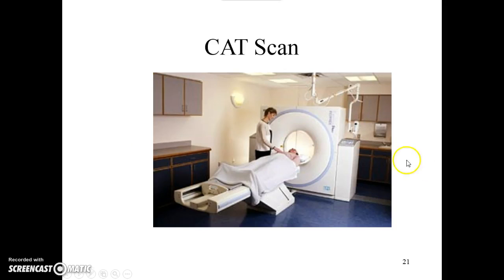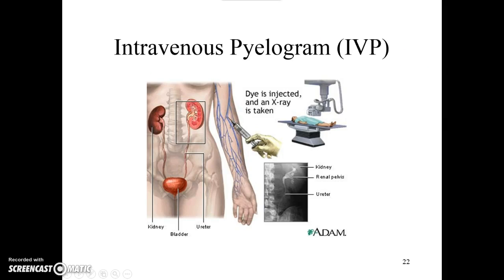This is a CAT scan, originally called computed axial tomography. Now we know it as a CT. And it's useful in the diagnosis of tumors, cysts, abscesses, and hydronephrosis. It's an X-ray image with detailed cross-sectional views of organs and tissues.